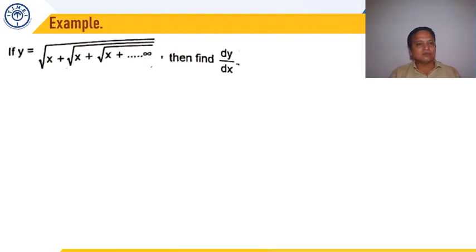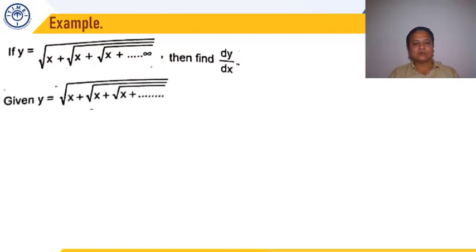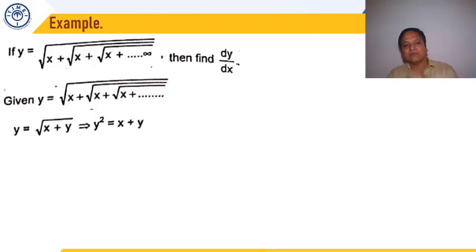Let's complete this example also. y is equal to under root of x plus under root of x plus and so on. You know, we can replace the remaining term by a simple variable y. Can we say this is y is equal to under root of x plus y? You just hide one term and substitute the remaining by y. Squaring it, we get y square is equal to x plus y. So y square minus y is equal to x. You just square both sides, the square root goes out.